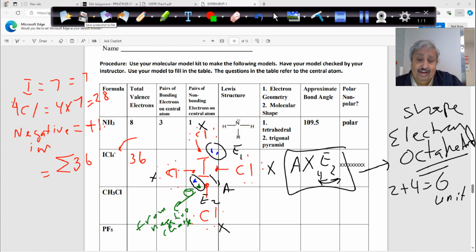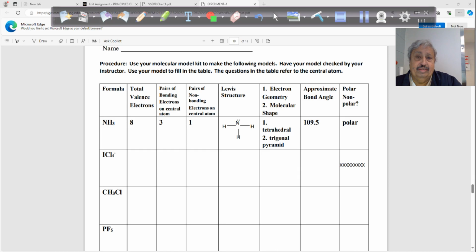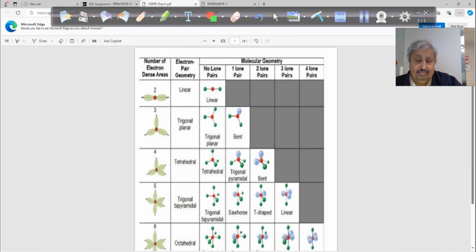But how about if I have 4 single bonds and 2 sets of lone pair? Well, you don't have to memorize. I don't think they will give you something this complex in the lab, but at least we'll be able to do it. So we know AX4E2 and we know the structure of it. Let's look at the shape here.